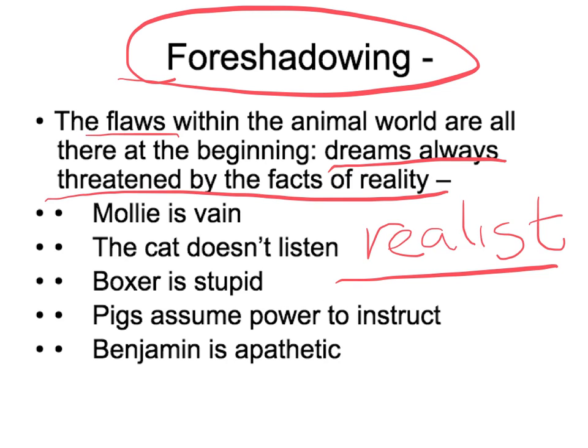But for example, in chapter 1, when they're all trooping in to hear Old Major, Molly's vain, okay, and her vanity is one of the reasons why she leaves Animal Farm. The cat isn't listening, so perhaps it's a metaphor for how not everybody can be taken in, or not everybody can assimilate the beliefs of others, even if those beliefs are good.